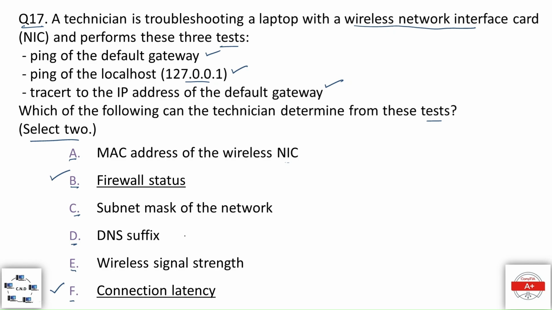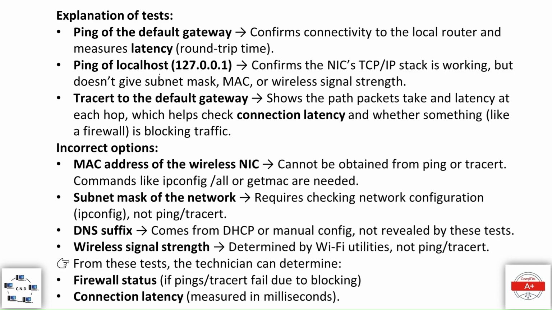So why are these two the correct options? Let's go to the explanation. Let me first explain the tests that the technician performed. First one is to ping the default gateway. This test confirms connectivity to the local router and measures the latency, that is the round trip time from his computer to the local router.